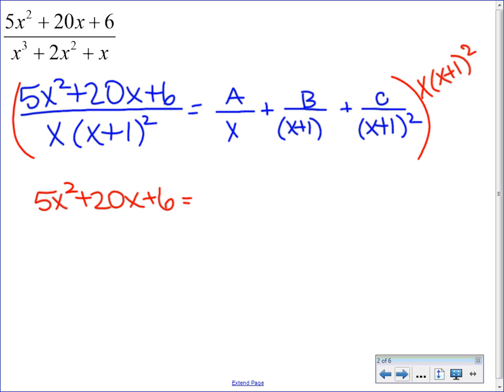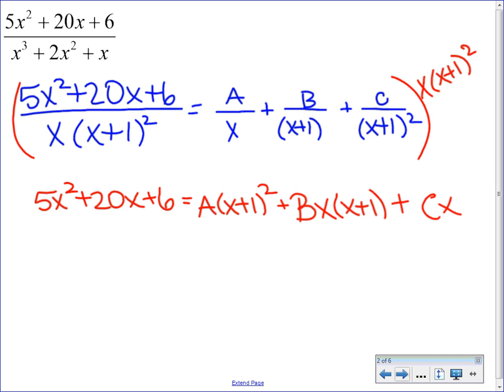Now, when I multiply A over x times the LCD, the x is going to cancel. Do you agree? Yes. So A is going to be left multiplied by (x plus 1) squared. When I multiply B over x plus 1, only one of the x plus 1 factors will cancel, and B will be left to be multiplied by x and x plus 1. Okay? And then our last fraction, the (x plus 1) quantity squared, will cancel, and C will be left with x.